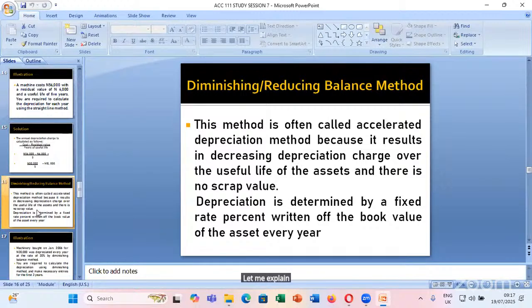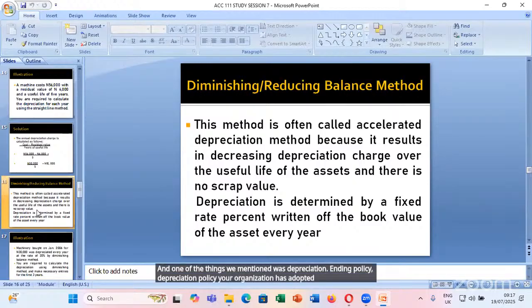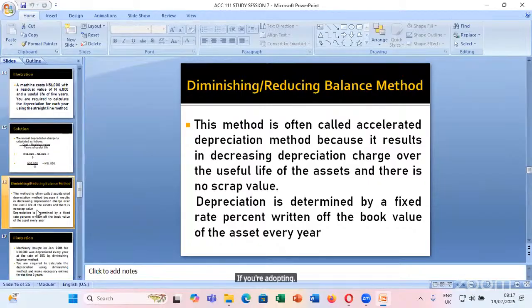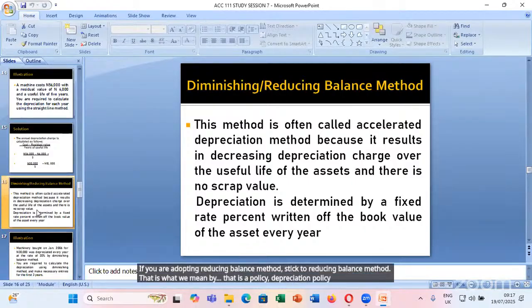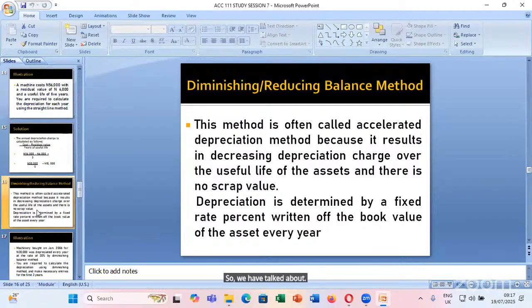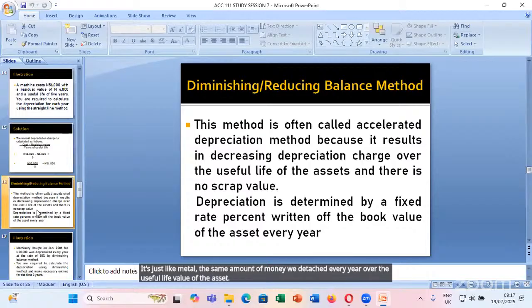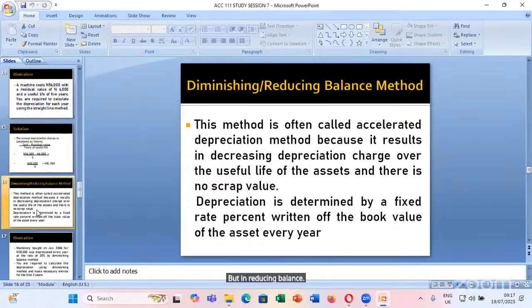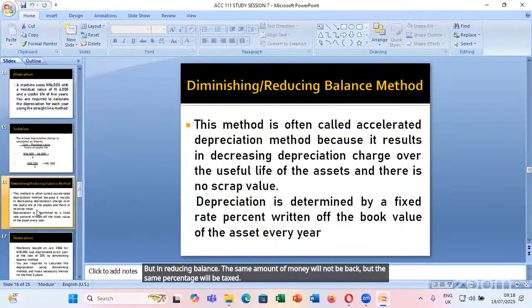Let me explain this. When we were doing accounting concepts and conventions, we talked about consistency, and one of the things we mentioned was depreciation. Any depreciation policy your organization has adopted, you have to be consistent with it. If you are adopting the straight line method, you stick to the straight line method. If you are adopting the reducing balance method, stick to the reducing balance method. That is what we call a depreciation policy. In the straight line method, the same amount of money is charged every year over the useful life of the asset. But in reducing balance, the same amount is not charged; the same percentage is charged over the useful life of the asset.